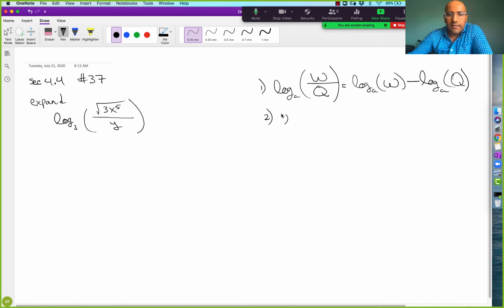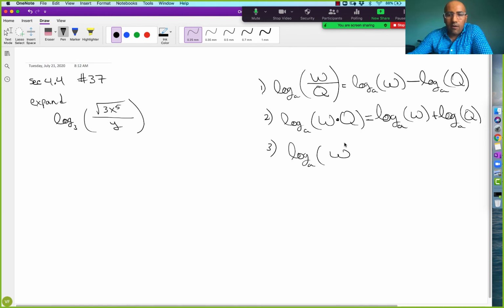Another important rule, number 2, is that log base a of w times q, if there's a multiplication inside the argument of the log function, we can rewrite it as the summation of two different logs, log base a of w plus log base a of q. And then finally, the third rule we want to use is that log base a of w raised to the nth power as an exponent can be rewritten as a multiplication of n times log base a of w. Okay, so these are the three main rules that we want to use to expand or contract logarithmic expressions, such as this one.